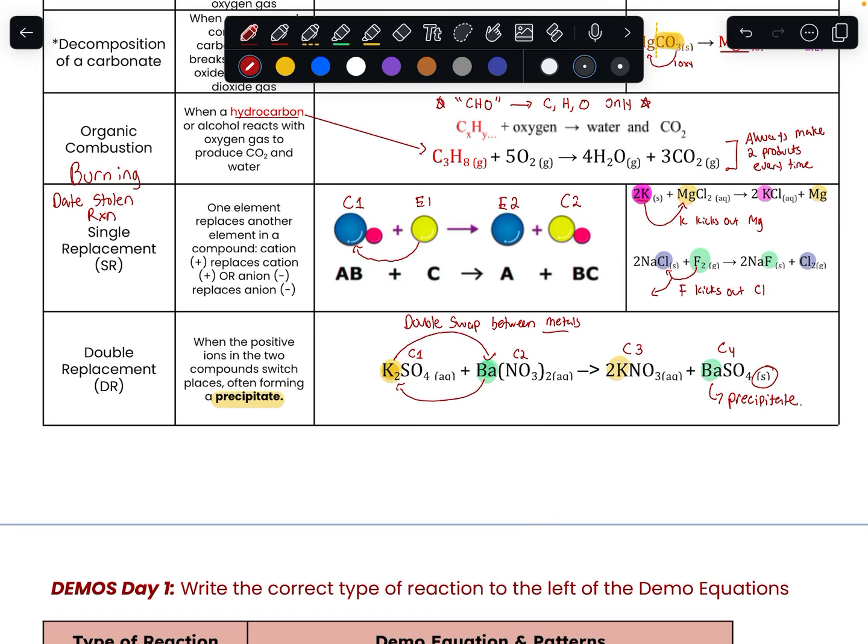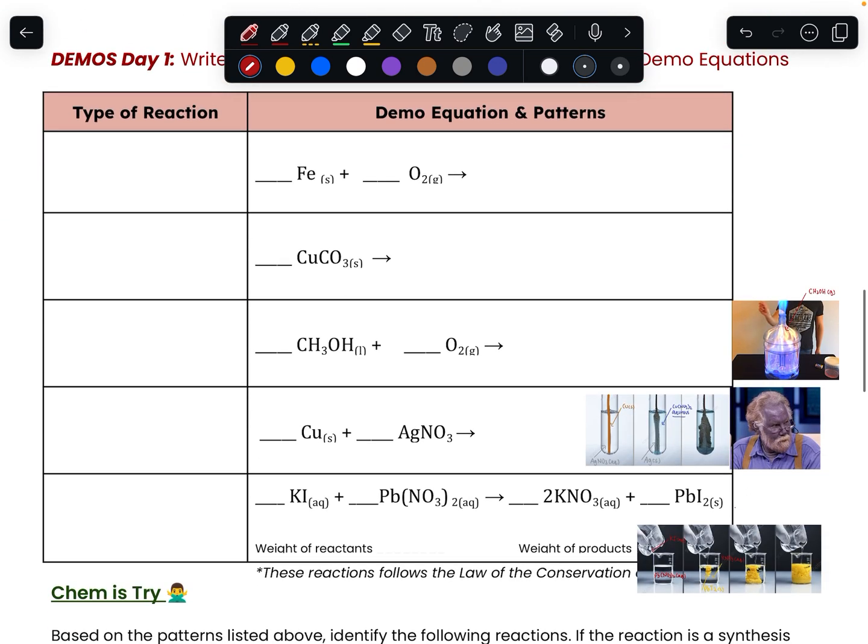Okay, so those are your different patterns. It's a lot of information, and to be honest, it just takes a lot of practice to start identifying these more effectively. Okay, so what I did in class, if you weren't here, is I went through 5 different reactions in person, and I classified them, and I looked at the patterns.